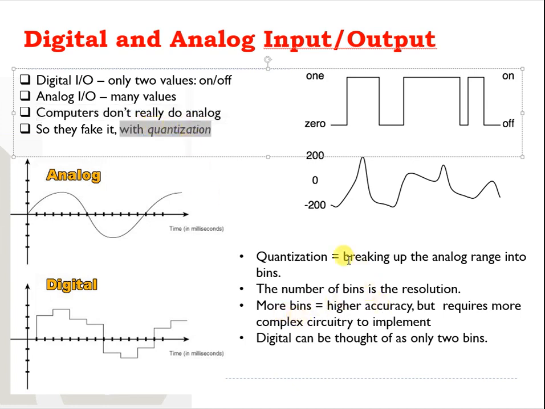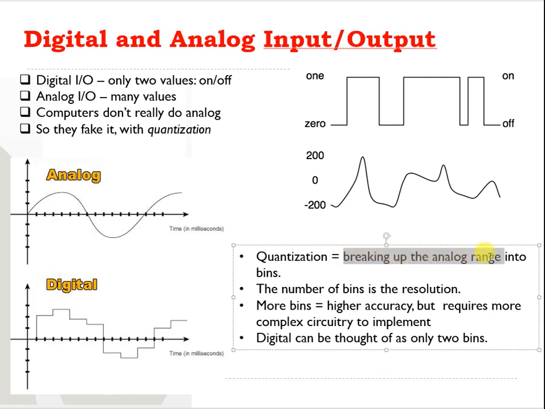Quantization is the process of breaking up the analog range into a given number of bins. As the number of bins increases, which determines their resolution, the accuracy will increase, but at the same time it will require more complex circuitry to implement. And as the number of bins decreases, the accuracy will decrease, but it will become simpler to implement. For the digital, you can think that we have only 2 bins, therefore you just consider 0 and 1 as the value. Over here you can see an example of an analog signal.